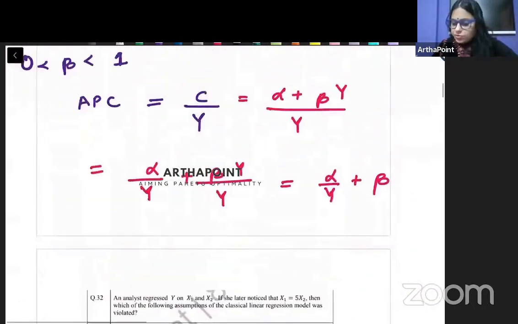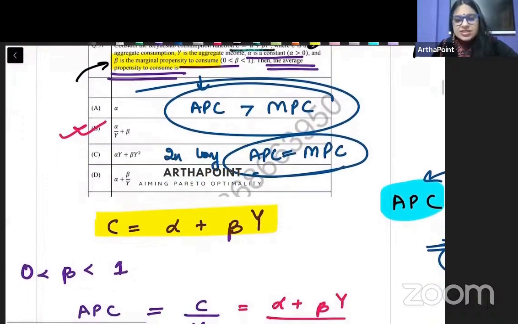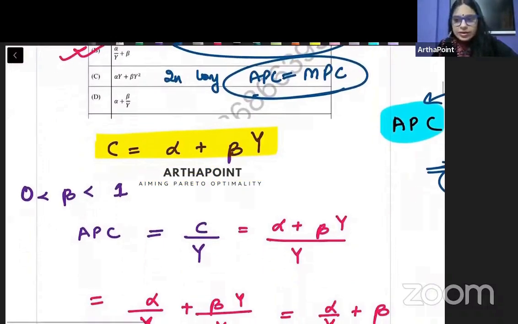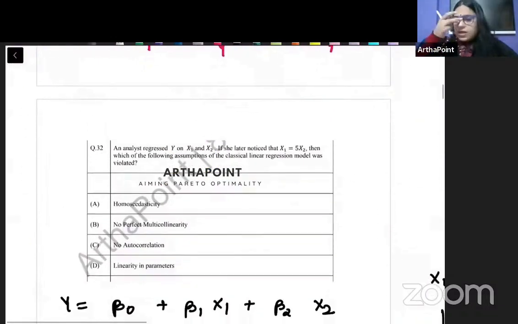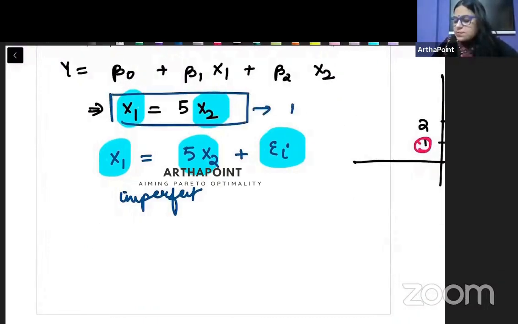Let me just go back to this question for a while. You are right that in long run, APC and MPC will become equal to each other. Correct, beta. That's the correct answer. APC and MPC will become equal to each other in the long run. Correct. Okay. Now, just come back to this question. अच्छा, अब ध्यान से इसमें हमें समझना है. But if x1 is 5x2, मतलब there is perfect multicollinearity.